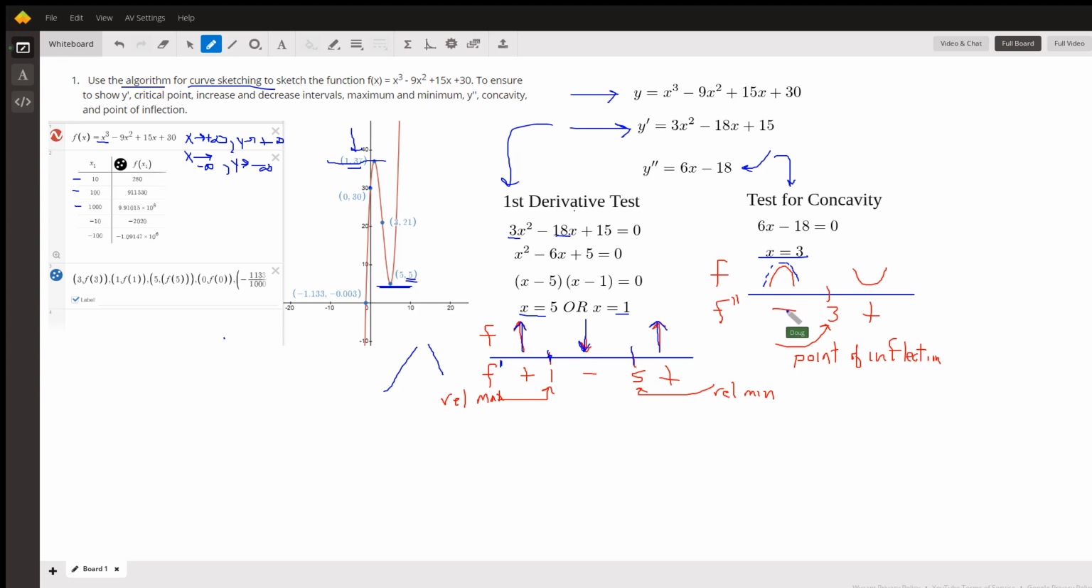And I like to think of negative as a frown. That's how I remember it. When the second derivative is positive, the tangent lines are increasing. So we have a smiley face, okay, concave upward. And that means that when x is 3, we have a point of inflection. If you put 3 into the original function, you'll find the y coordinate of the point of inflection.